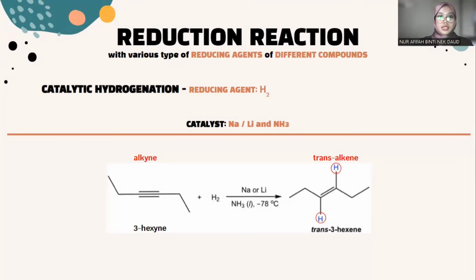Then if the catalyst used is either sodium or lithium and ammonia, it will reduce the alkyne into alkene, same as when Lindlar's catalyst is used. The only difference is that when this catalyst is used, it will give the product of alkene in trans or anti formation.